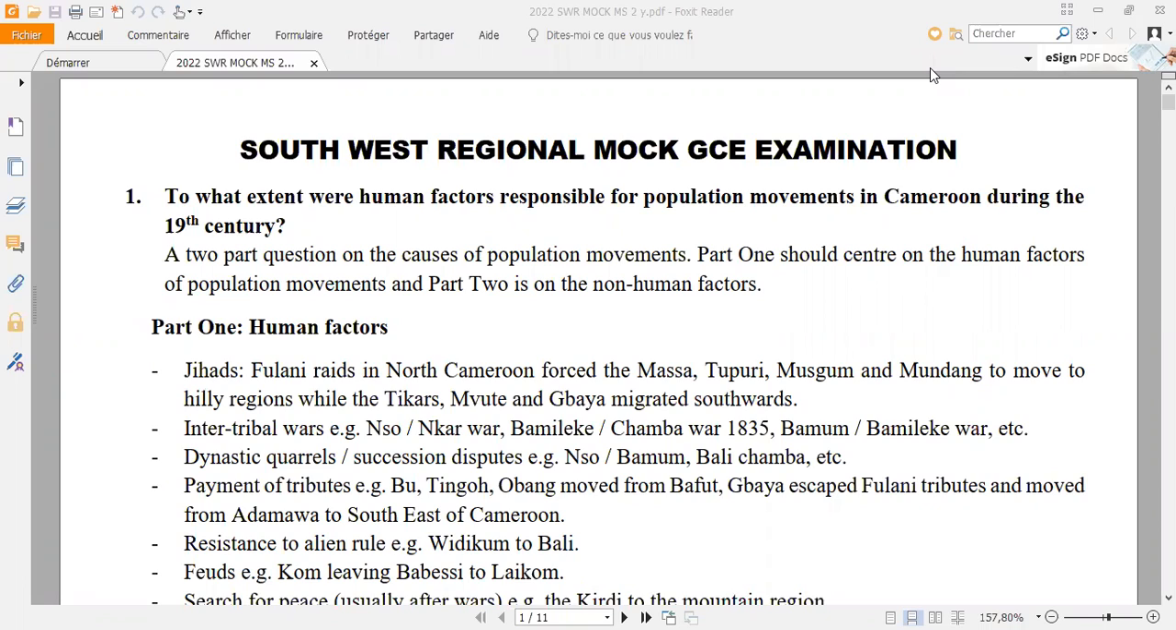Today, we're going to tackle an important exercise. We are going to look at all the marking guides of the Southwest Regional Mock GC Examination, March 2022.